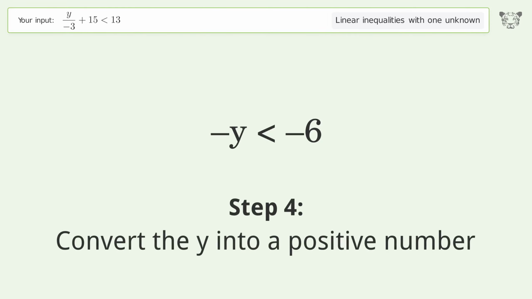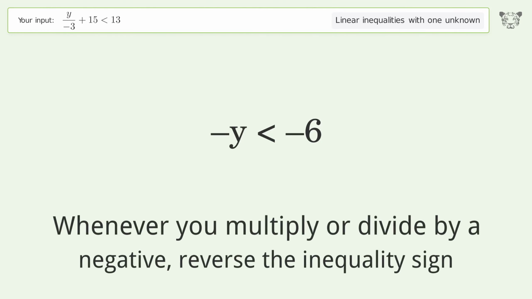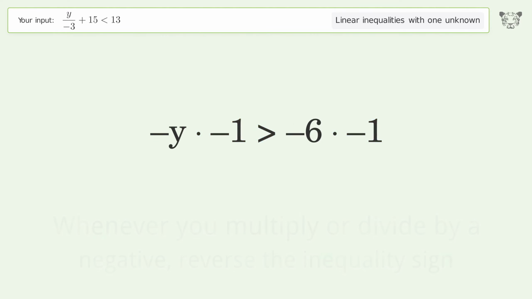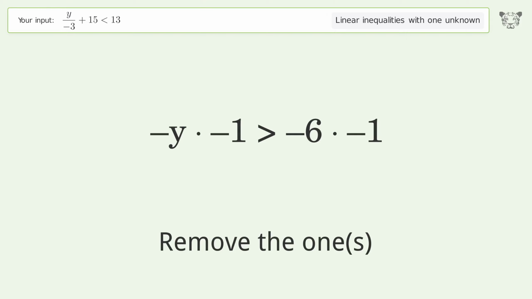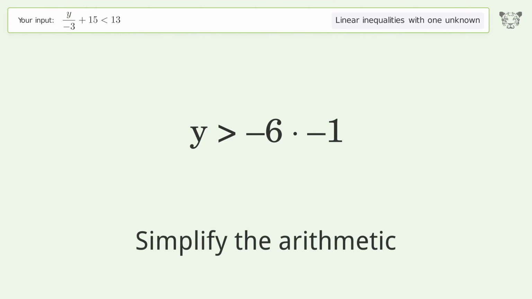Convert the y into a positive number. Multiply both sides by -1. Whenever you multiply or divide by a negative, reverse the inequality sign. Remove the ones. Simplify the arithmetic.